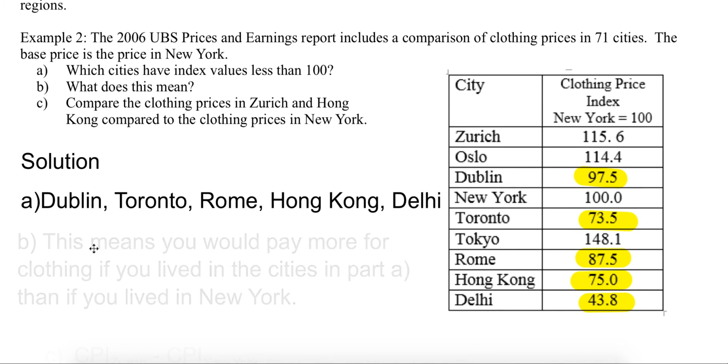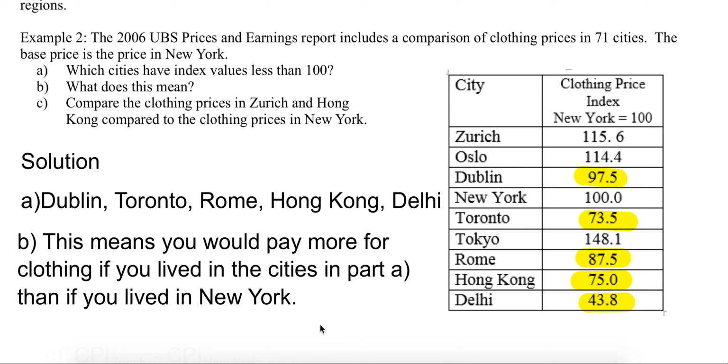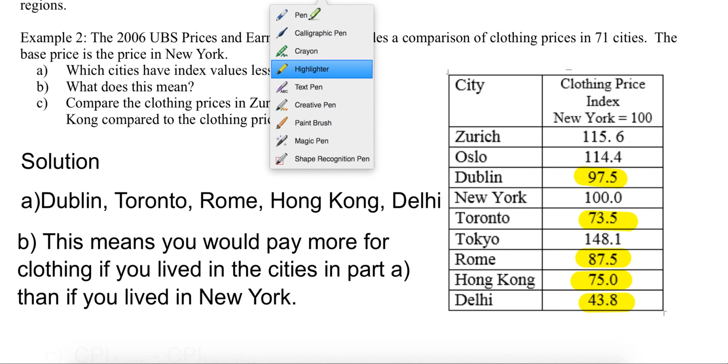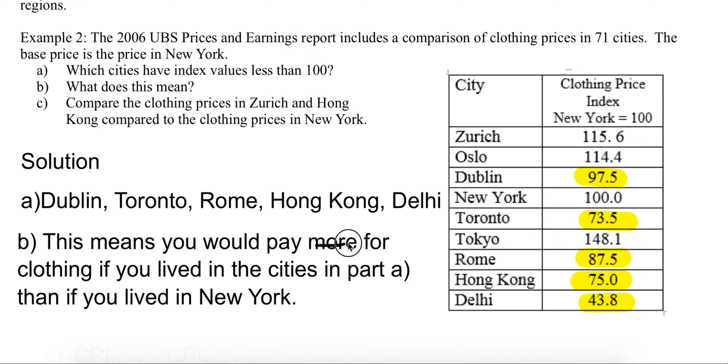Well, what does this mean? This means that you would pay less, excuse me, for clothing if you lived in the cities in Part A than you would if you lived in New York.